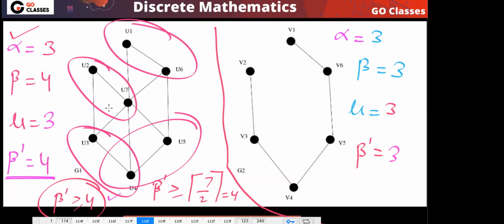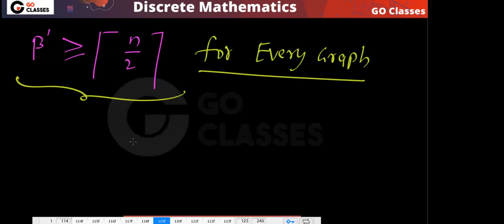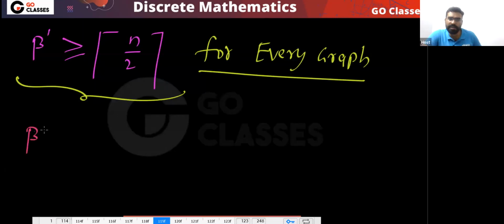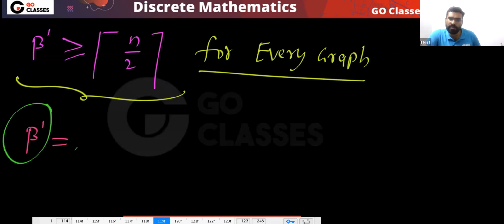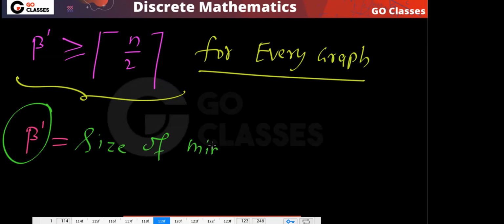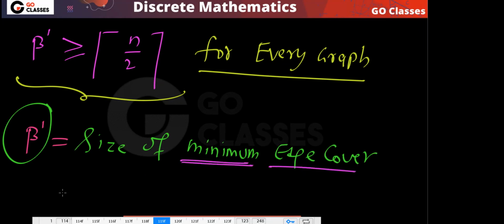Okay, whenever we are talking about beta dash, it has to be the minimum edge cover, right? Because we can go above 4 if we wanted to. Yes, that is the idea, exactly. What is this beta dash? Beta dash is the size of the minimum edge cover. This is the definition of the symbol beta dash: size of minimum edge cover.